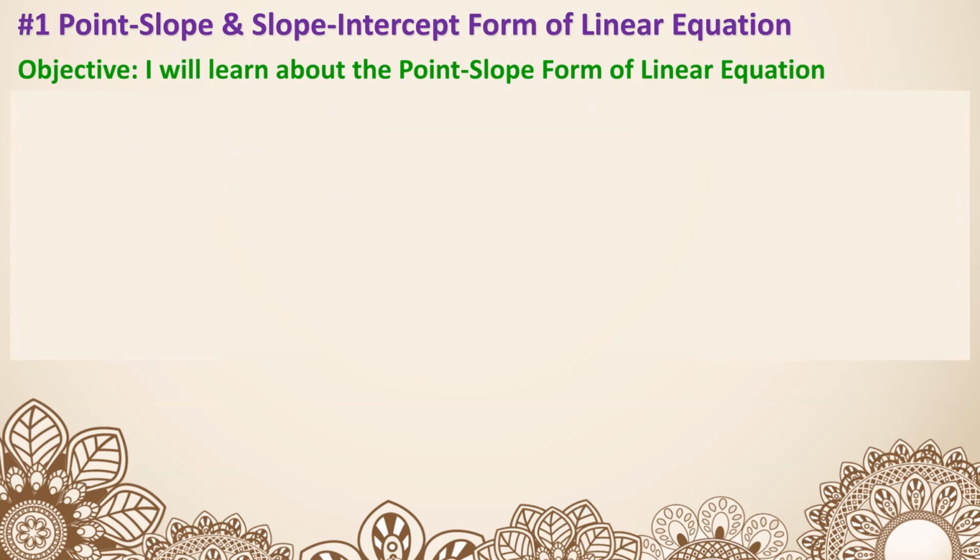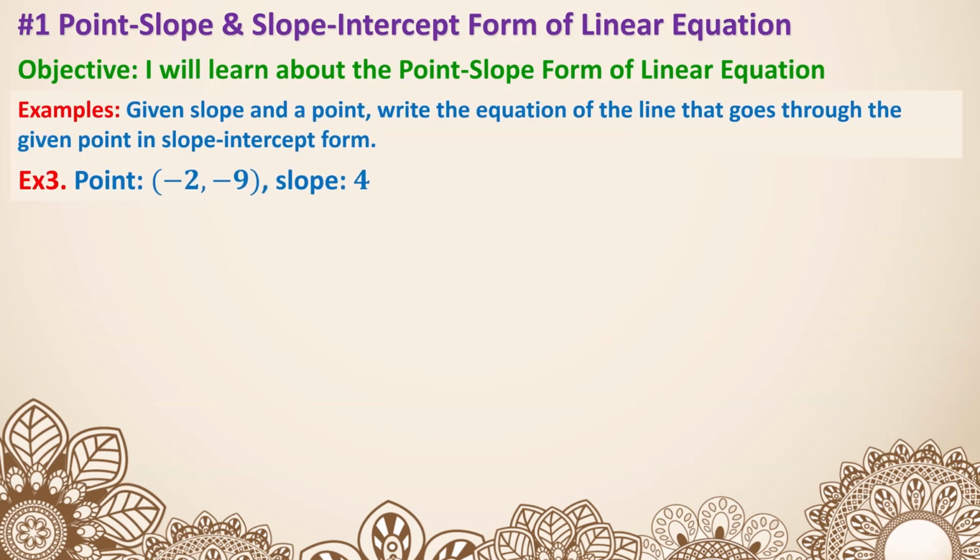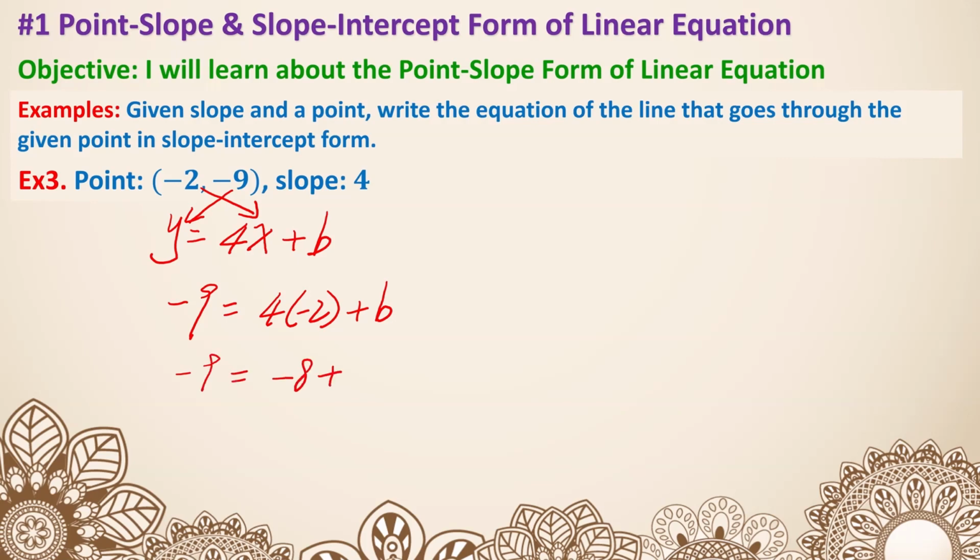Now please pause here and try example 3. Let's have a look. Same idea. Y equals, my slope is 4, so 4x plus b. And then I'm going to plug in the y and the x. So I have -9 equals 4 times -2 plus b. So it is -9 equals -8 plus b. Then we can add 8 on both sides. So my b is going to be -1, which means my equation is y equals 4x minus 1. That's example 3.